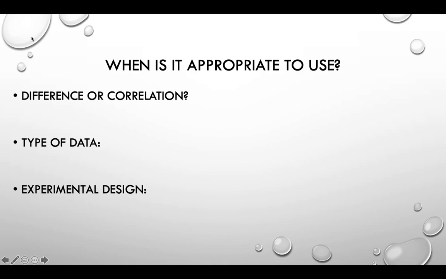So again, as always, when we start looking at a new statistical test, we have to identify when it would be appropriate to justify the use of this test. That's referring to those three important questions that you have to ask yourself about the scenario or the experiment. Is it a difference or a correlation? What type of data or level of measurement is being used? And what is the experimental design?